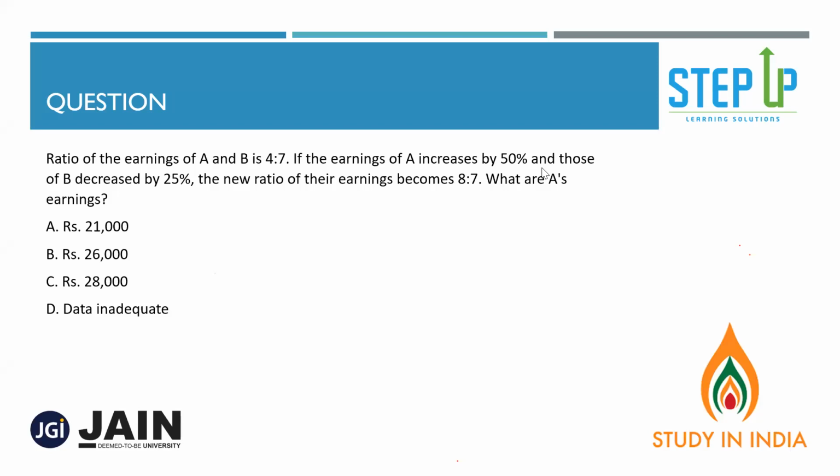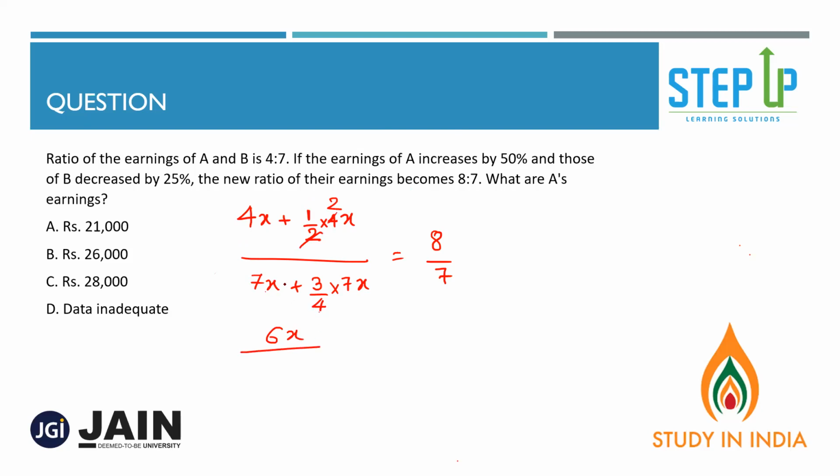D is the answer. So the equation will be 4x plus 1 by 2 of 4x, that is 2x, divided by 7x plus 3 by 4 of 7x, and this becomes 8:7. Can't you solve this equation? This will become 6x, and 28 plus 21 is 49x, and the 4 will go in the numerator. This is 8/7.